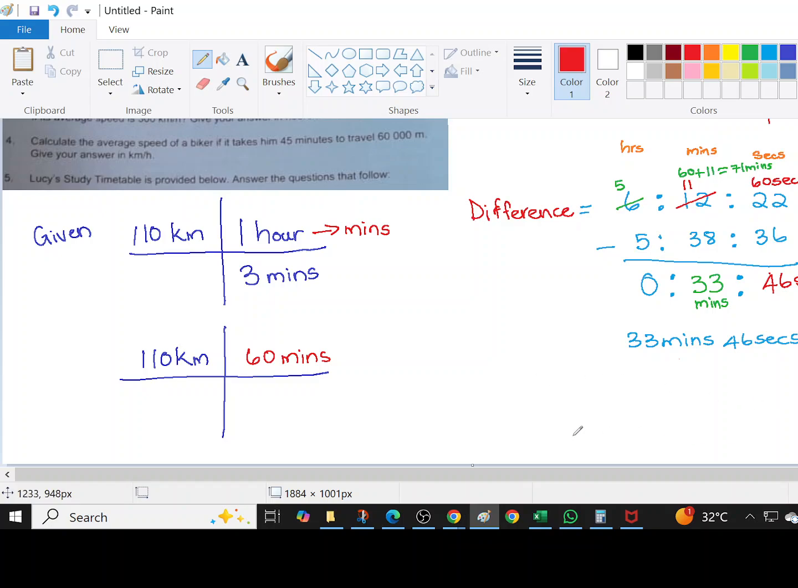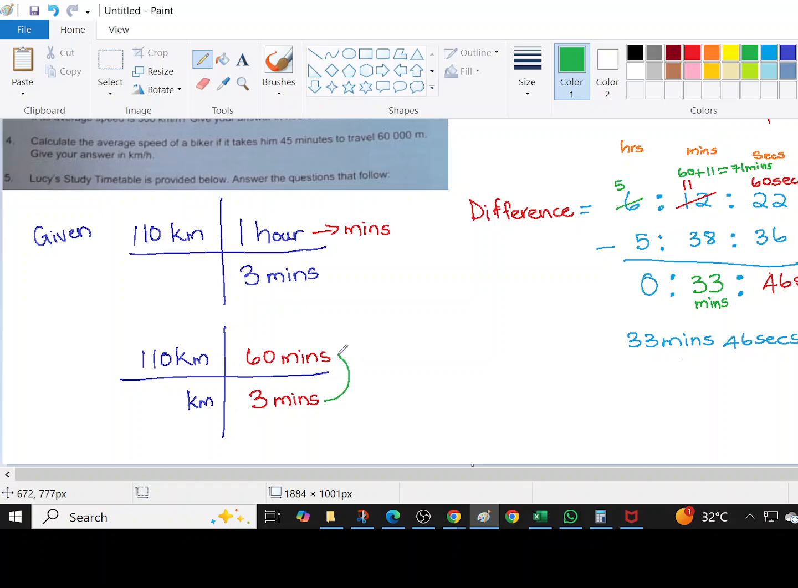Now we're going to do 3 minutes. So now can you see we're talking minutes and minutes, apples and apples. You get me? Yes, miss. They want the answer in kilometers. So you must change the one to the other. All right. Now, here's that method. So now you go on this side. The other time we were going on the left. Now we're going to go on this side.